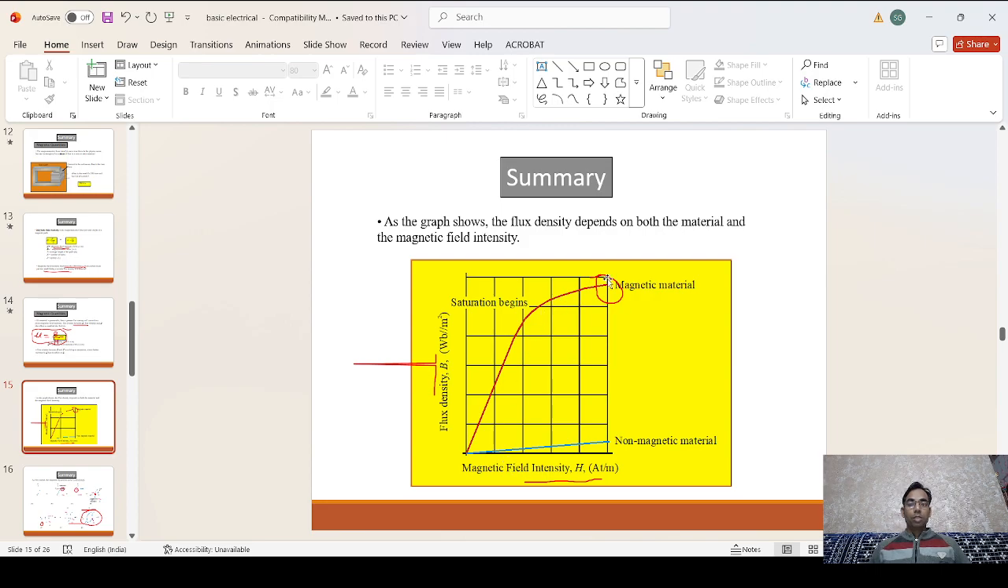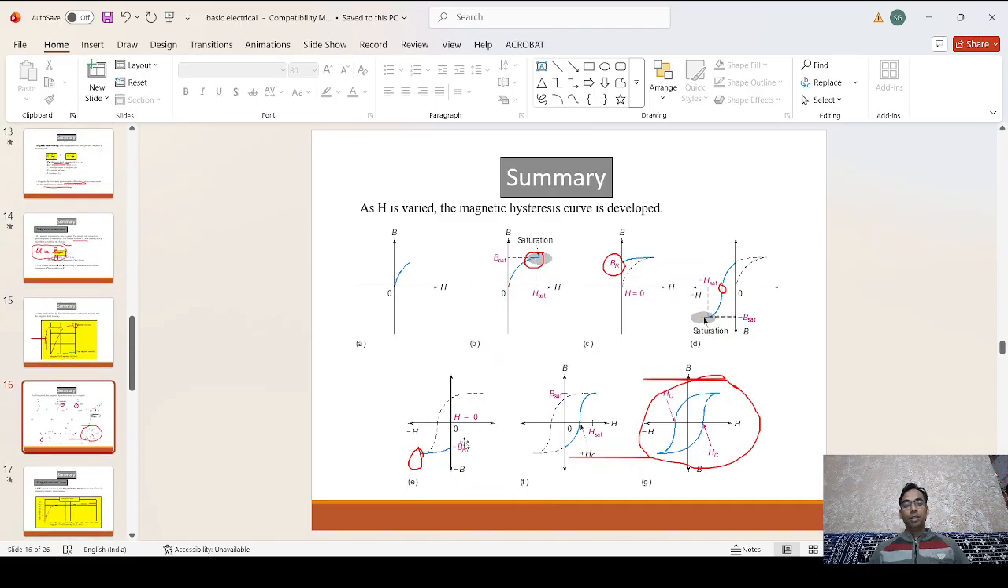This point is called the saturation point, where there are no changes after increasing the magnetizing force; flux density will be constant. This is the curve plotted between flux density and field intensity. For different types of material we can also draw the hysteresis loop. A small loop means a good material, and if the loop increases, it is not a good type of material.